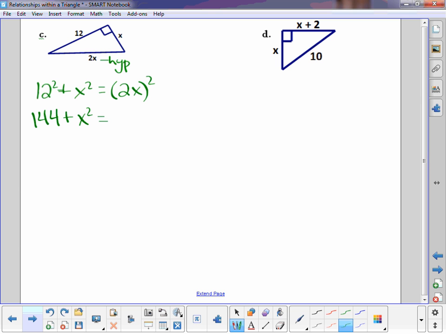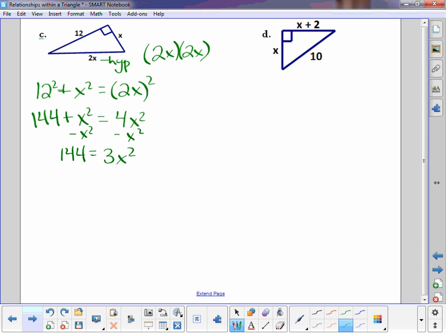What's 2x squared? 4x squared. This is multiplication inside, so I have to square the 2 and the x. Or you can think of it as 2x times 2x, which we should all be pros at now. Questions so far on what I've done? Alright, so now let's go ahead and solve. I'm just going to subtract my x squared. So I have 144 equals 3x squared.